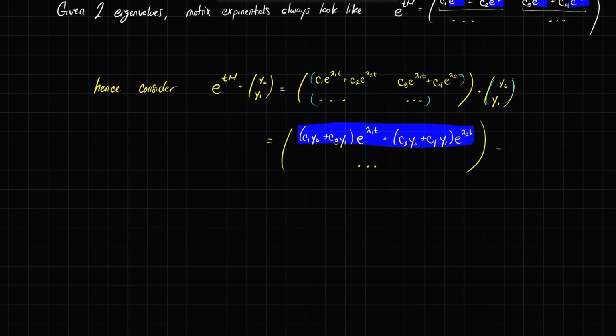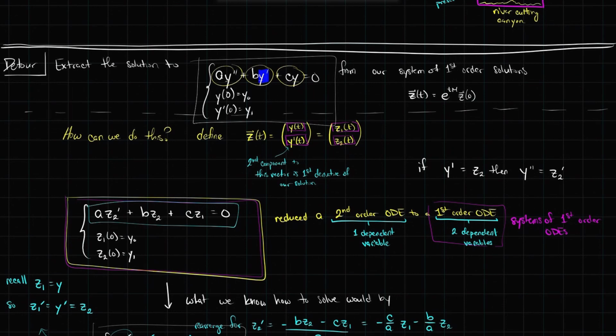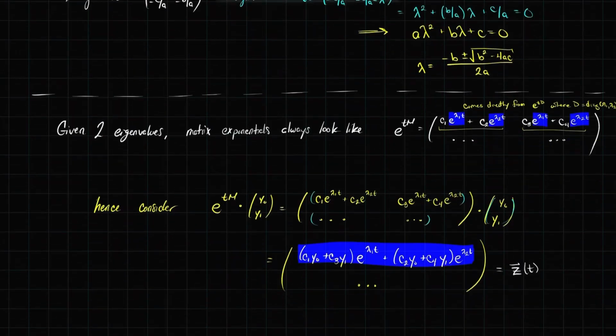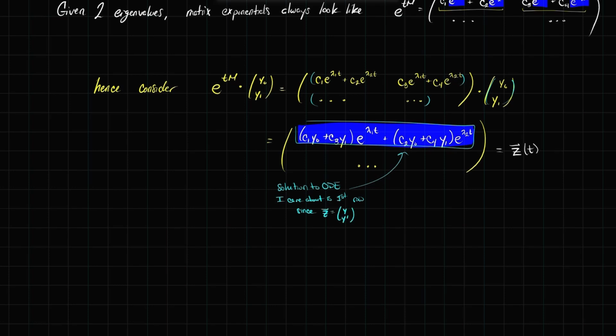Because this is equal to the vector z, the solution to the system, but the vector z has two rows to it, z1 and z2. z1 is equal to y, the original solution to my ODE. z2 doesn't matter because I didn't care about the derivative of the solution. I only care about the solution itself. So the solution to the ODE that I care about is the first row, since z as a vector was equal to y, y prime.